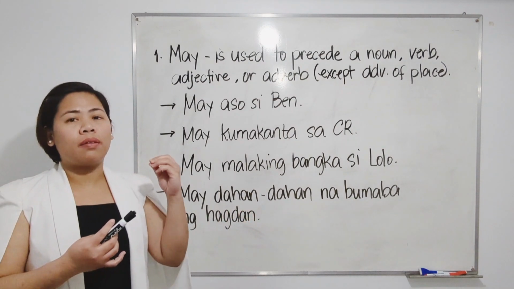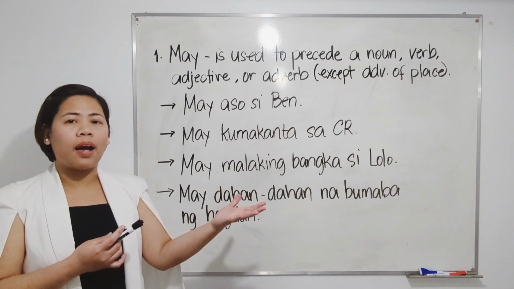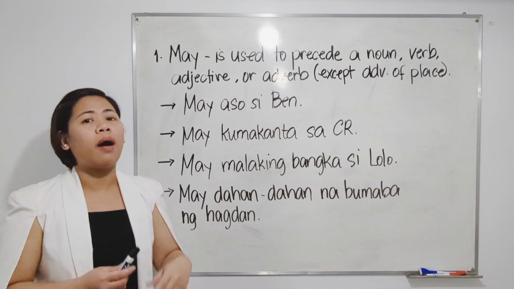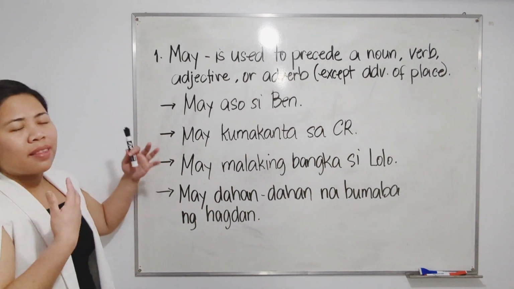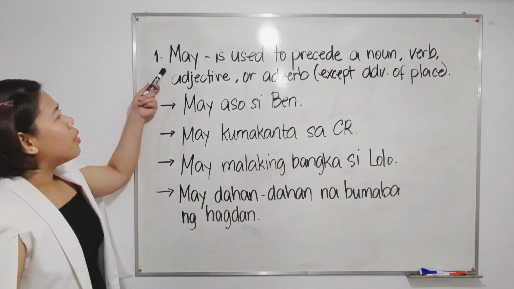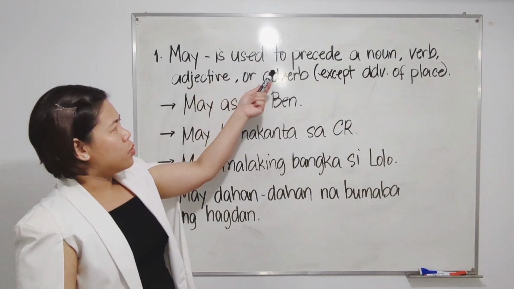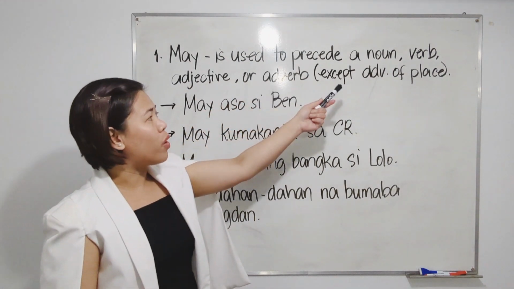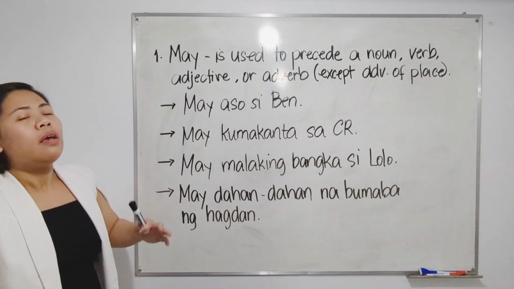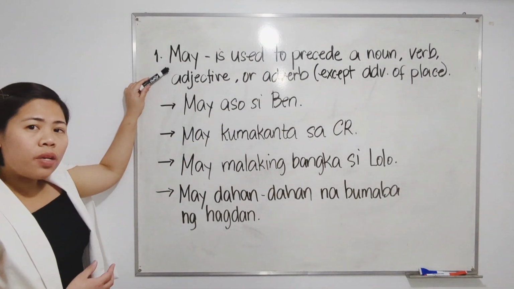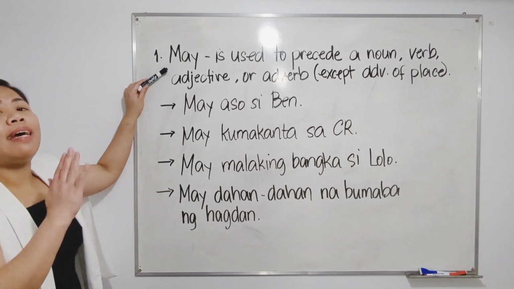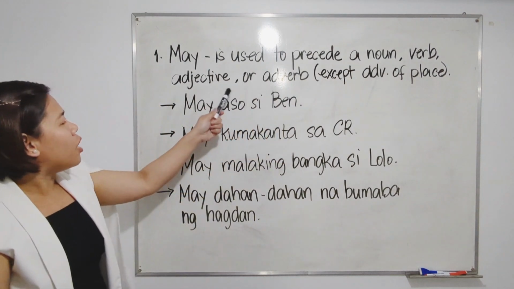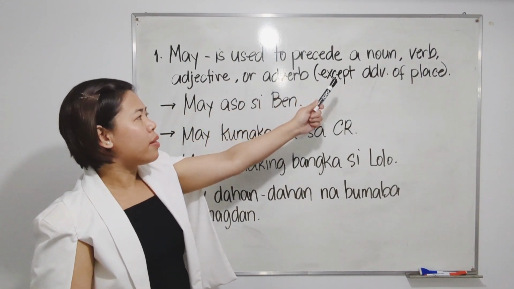And if you ask a native speaker of the Tagalog language about the grammar rule of this one, they wouldn't know. I didn't know as well. But for the sake of answering the question, may is used to precede a noun, verb, adjective, or adverb, except for adverb of place. So it is said here that you are only going to use may if the next word to it is a noun, a verb, adjective, or an adverb, except for the adverb of place.